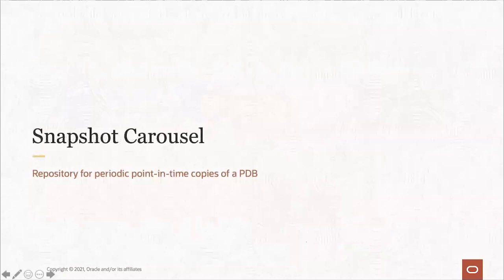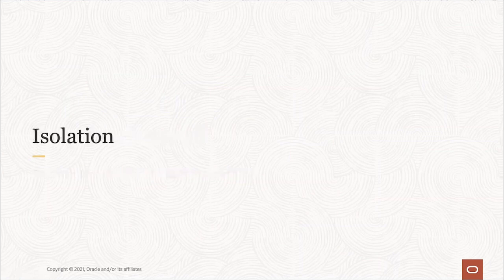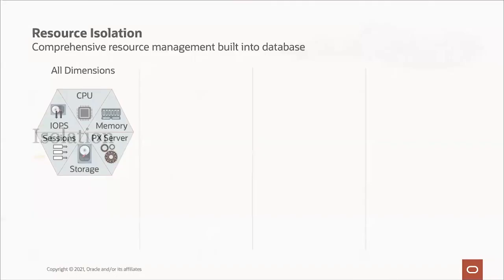Now there's a whole topic here that I thought I'd have time to talk about, and I don't think I will: Snapshot carousel. I've got some good videos about this stuff, but I've spent most of this session already talking about agility, and it would be remiss of me in a session entitled Best Practices for Isolation and Agility not to talk about isolation. So I want to talk about isolation now. Big topic. And we have a comprehensive architecture to handle isolation. We've got comprehensive resource management built into the database.